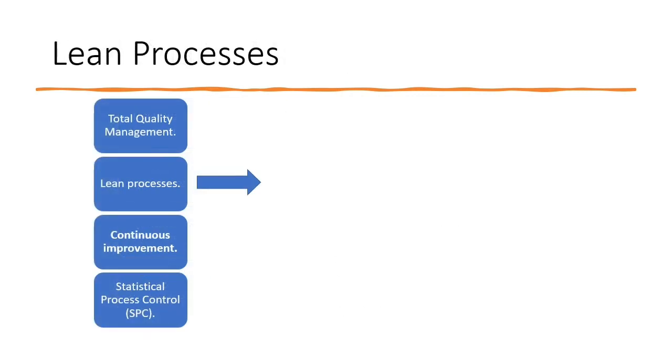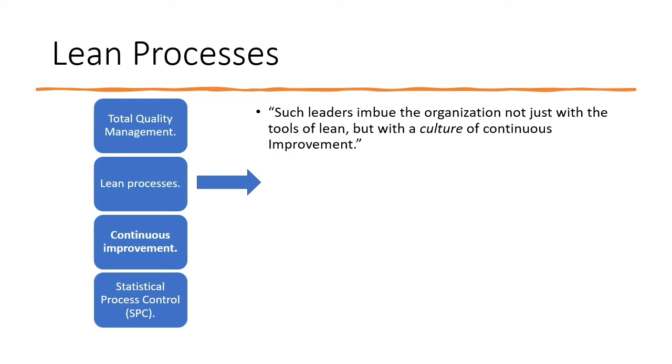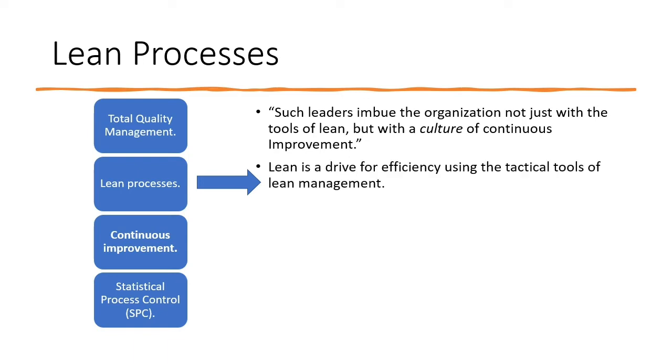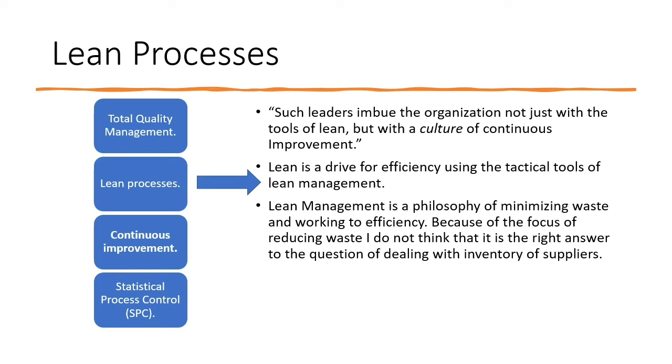Next is lean processes. This is another quote from the textbook. Such leaders imbue the organization with not just the tools of lean, but with the culture of continuous improvement. Lean is a drive for efficiency using the tactical tools of lean management. Lean management is a philosophy of minimizing waste and working to efficiency. Because of this focus on reducing waste, I do not think that is the right answer to the question we are dealing with, and that is the inventory of suppliers.